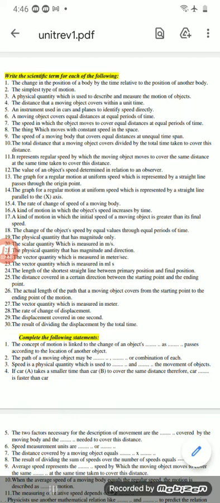Number 14. The graph for a regular motion at uniform speed which is represented by a straight line parallel to x-axis. Number 14. speed time graph. That mean إني برسم ال two axes x and y x، بحط التايم على ال x axis والسبيد على ال y axis وأبدأ أرسم الريليشن بينهم.